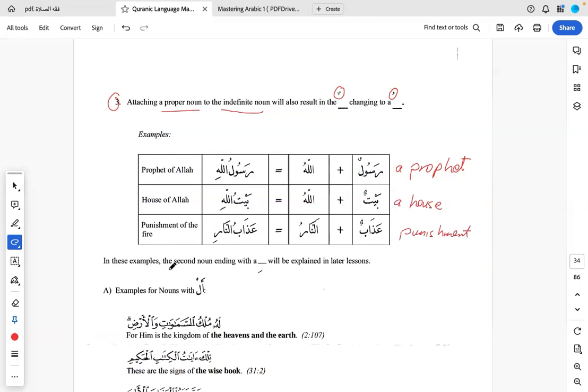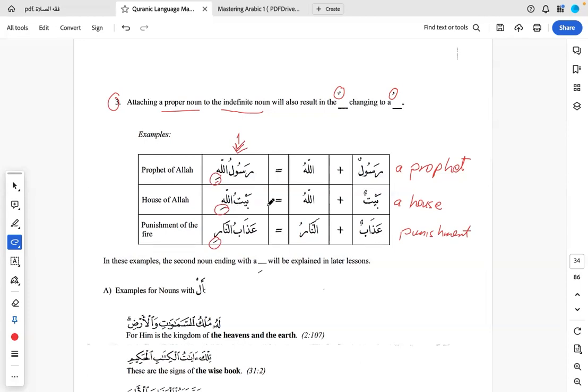So in these examples, the second noun ending with a kasra will be explained in later lessons. This structure is called idafa, and we're going to talk about it in detail later on. And this is the lesson in which we will explain why the second word in this structure is ending with kasra, as you can see.